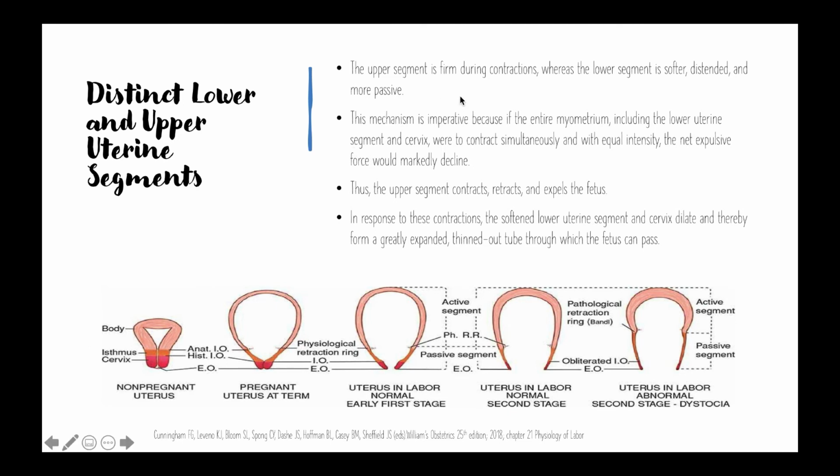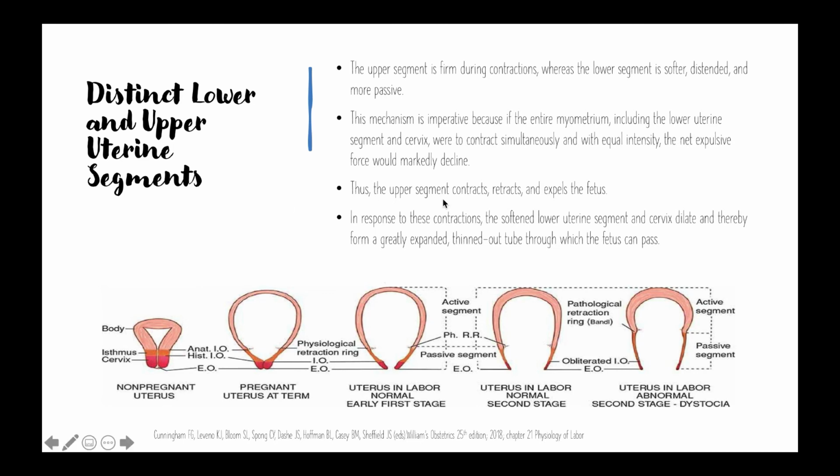Now, the upper segment of the uterus is firm. This is the upper segment. This is firm during contractions, whereas the lower segment is softer, distended, and more passive. This mechanism is imperative because if the entire myometrium, including the lower uterine segment and cervix, were to contract simultaneously and with equal intensity, then the net expulsive force would markedly decline. So the differential in pressure between the upper and the lower uterine segment is very important for us to have that net expulsive force or pressure.